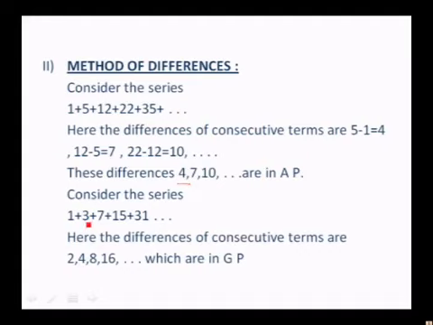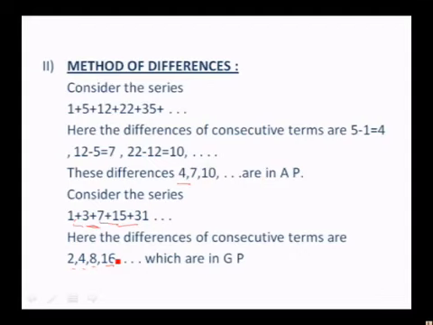ನೋಡಿ ಇಲ್ಲಿ ಡಿಫರೆನ್ಸ್ 3 minus 1 is 2. Similarly 7 minus 3 is 4. 15 minus 7 is 8. 31 minus 15 is 16. 2, 4, 8, 16 are in GP. ಸೊ ಈ ಡಿಫರೆನ್ಸ್ಗಳೆಲ್ಲ GP ನಲ್ಲಿರುತ್ತೆ.